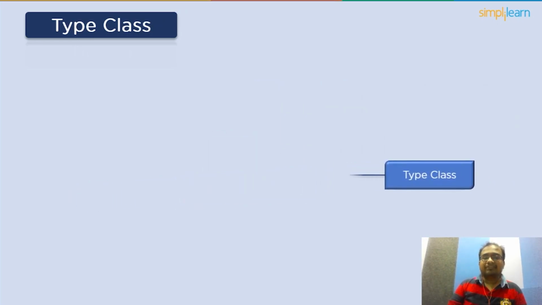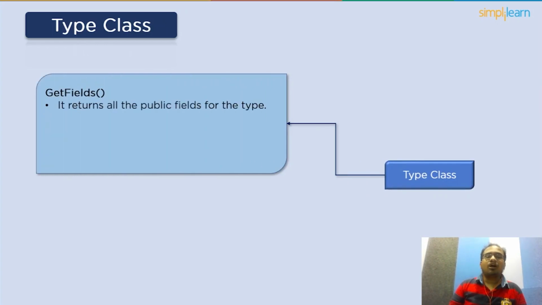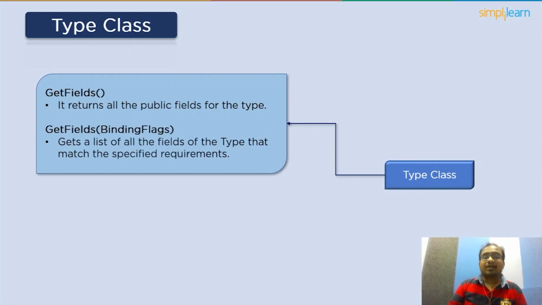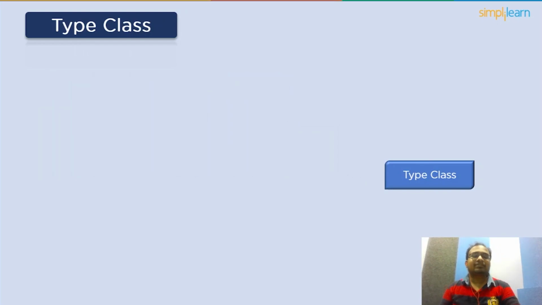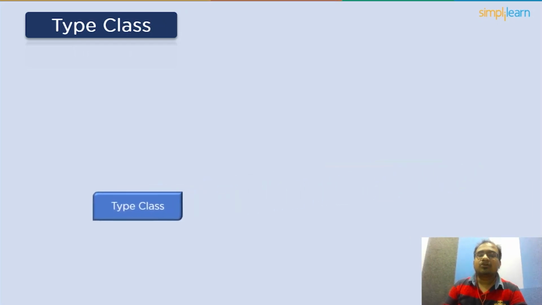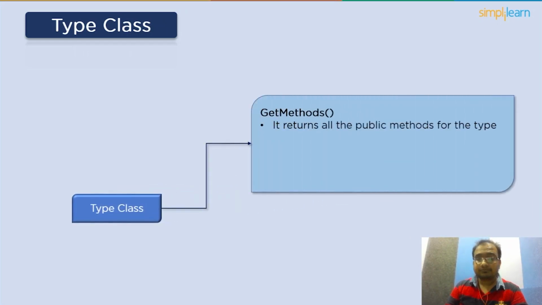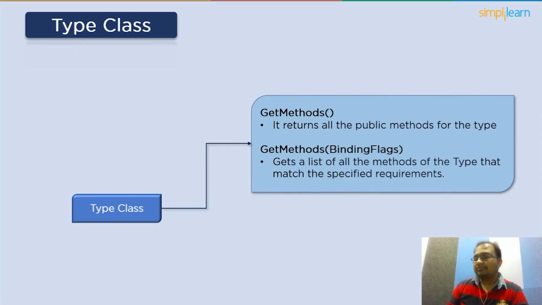Then we have GetFields. This one returns all the public fields for the type. Then we have GetFields with an argument as binding flags. This one gets us a list of all the fields of the type that match the specified requirement. Then we have GetMethods. This one returns all the public methods for the type. Next up, we have GetMethods with an argument as binding flags. This one gets us a list of all the methods of the type that match the requirements specified by binding flags.